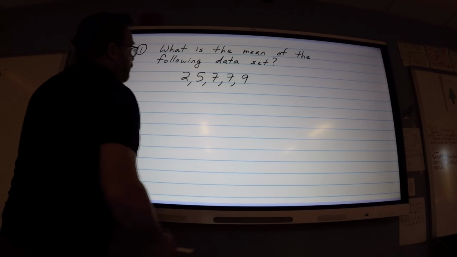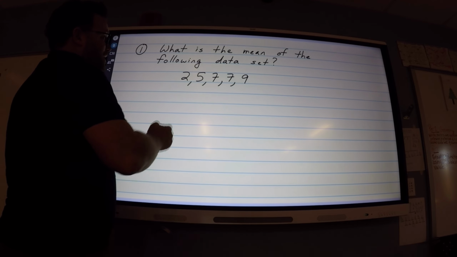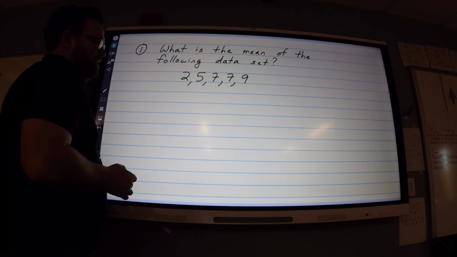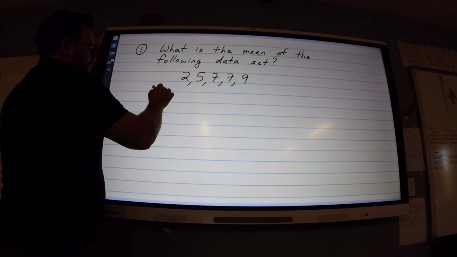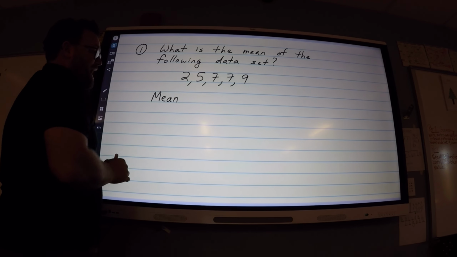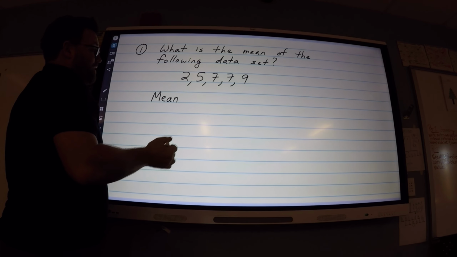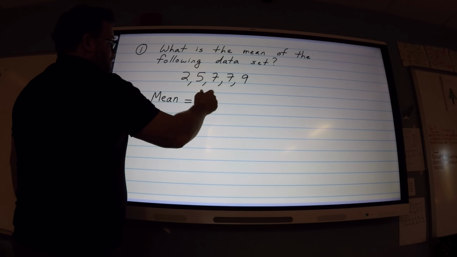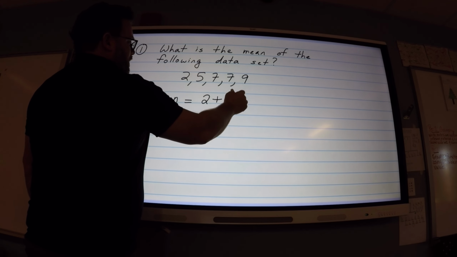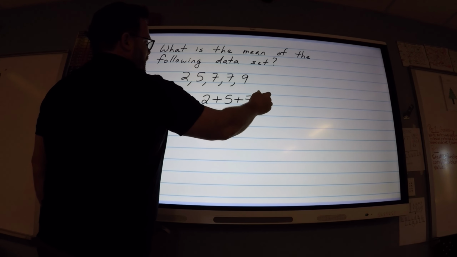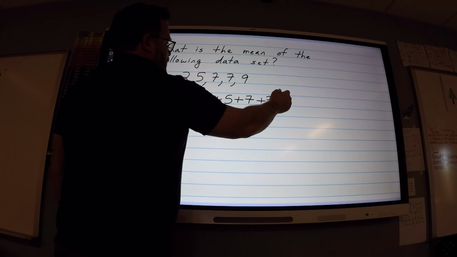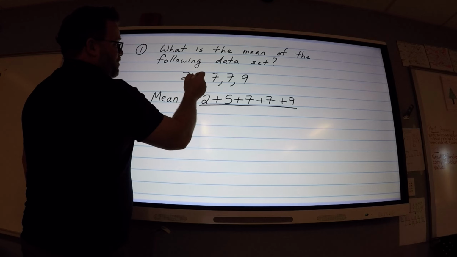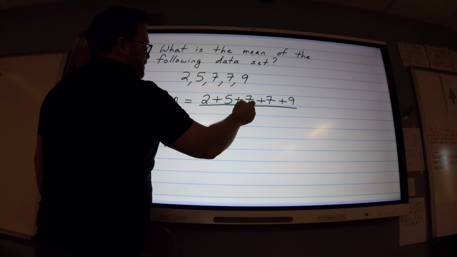All right, in this problem, we're going to figure out what the mean is of this data set. So we have the values 2, 5, 7, 7, and 9. To find the mean, what we need to do is add up all the values and then divide by the number of values, because the mean is the average. So we're going to do 2 plus 5 plus 7 plus 7 plus 9, and we're going to divide by 5 because there's 1, 2, 3, 4, 5 values.